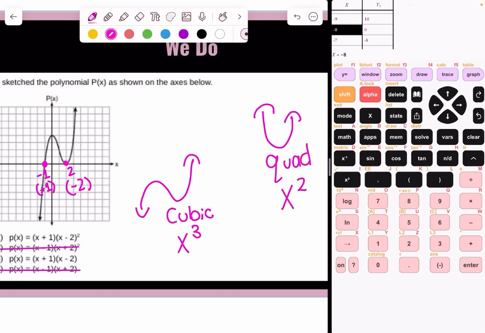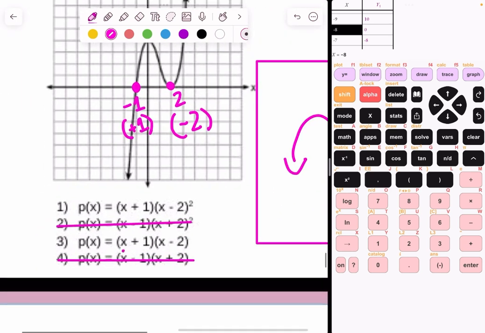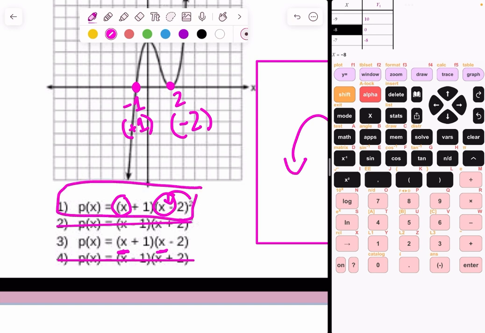So I want to see which one of these equations has an x to the third, meaning there needs to be 3 x's. Well, here there's only 2 x's. Here there's 1 x, and then once you distribute that 2, there will be 2 x's. 1 plus 2 is 3 x's, so my answer is choice 1. You have to remember that a cubic function has to be to the third power.